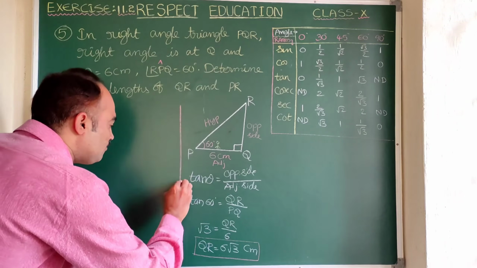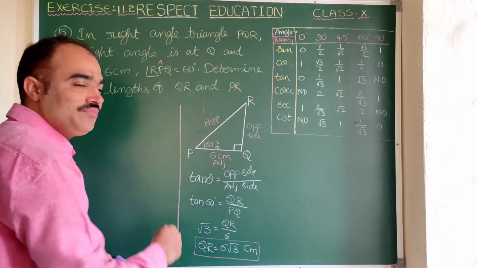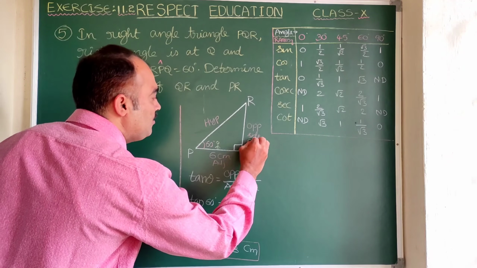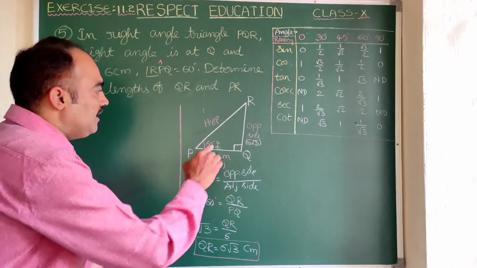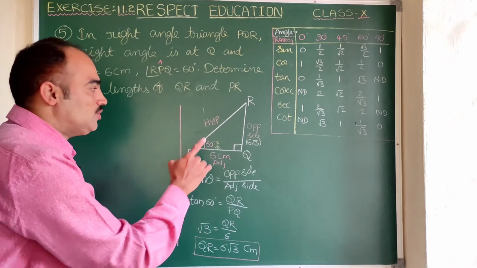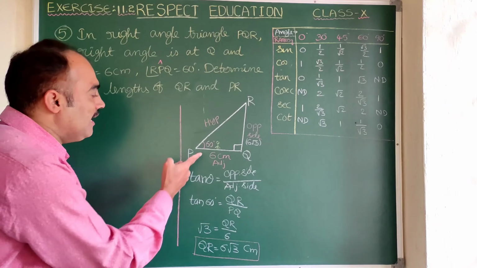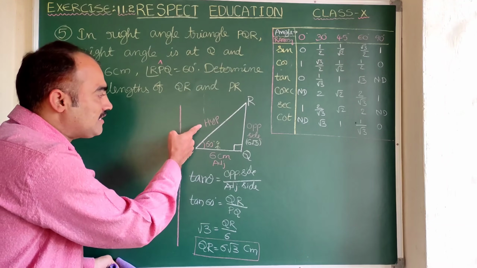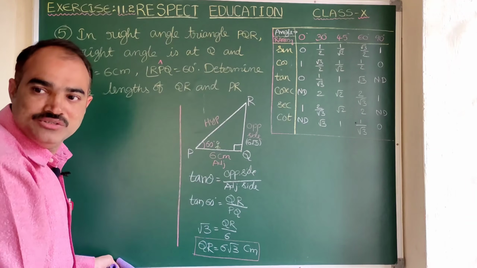Now what else to find? PR. What is PR for this triangle? Hypotenuse. So let us mention the 6 root 3 here, just now we got it. Now you understand, opposite side is 6 root 3 and we need the hypotenuse. So by applying sin theta we can get the hypotenuse. That is one thing. As we know the adjacent side and we need the hypotenuse, by applying cos theta we can find the hypotenuse.